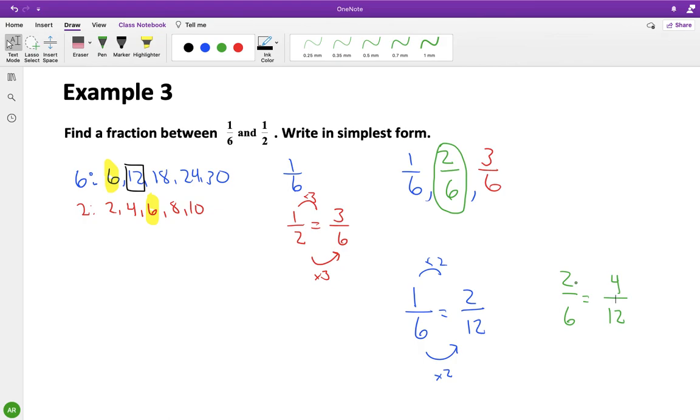Now, if you wanted to, you could keep doing this forever, and you could always find a fraction between a fraction by changing that denominator and then adjusting the numerator accordingly.